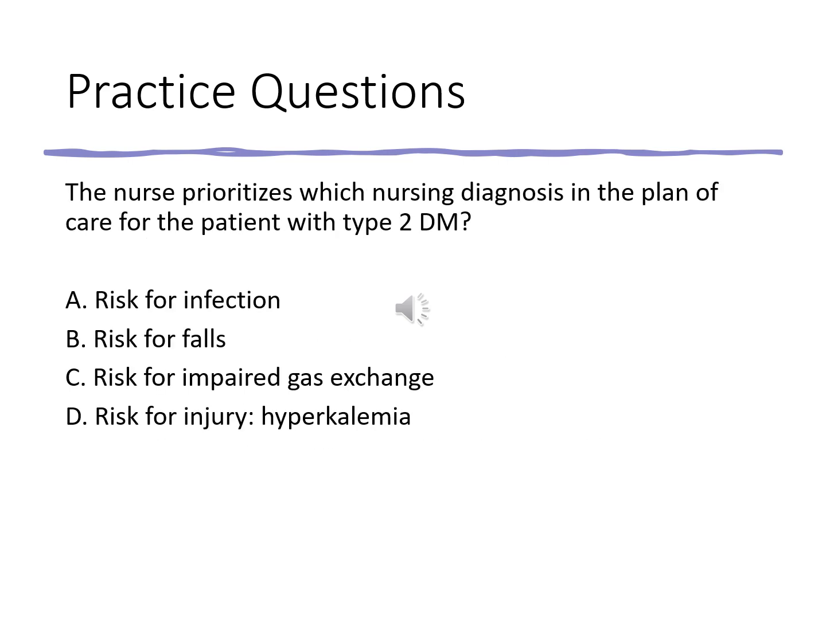So which of these answers is most appropriate? So the nurse is prioritizing which nursing diagnosis for the plan of care in a patient with type 2 diabetes. Your answer is A, risk for infection. So diabetes type 2, are we worried about them falling? Probably not. Gas exchange, hyperkalemia? Not necessarily. Most likely we're talking about infection. That's one that we have to always be aware of and understand that along with the other diabetic concerns, infection is very important to address.